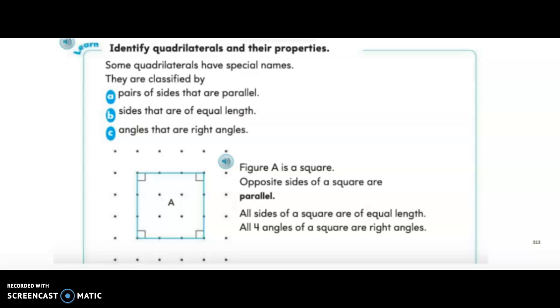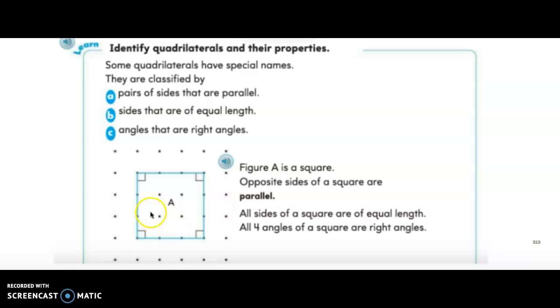Now, if you take a look, some quadrilaterals have special names. They are classified by pairs of sides that are parallel. If you think of pairs of sides, think of your pairs of shoes, okay? There are ones that sit right next to each other. So this is a pair of sides. This is also a pair of sides. Sides that are equal in length and angles that are right angles.